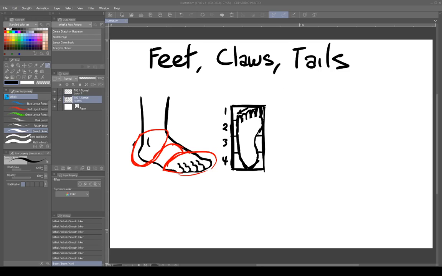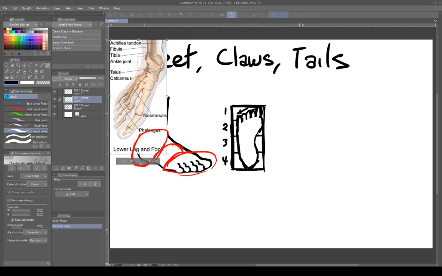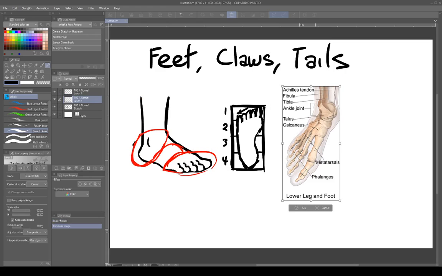So let me take this image. Here, I'll paste this here. I'm just gonna steal this straight from Wikipedia, because they can't stop me, so that you can see the inner structure of the foot.